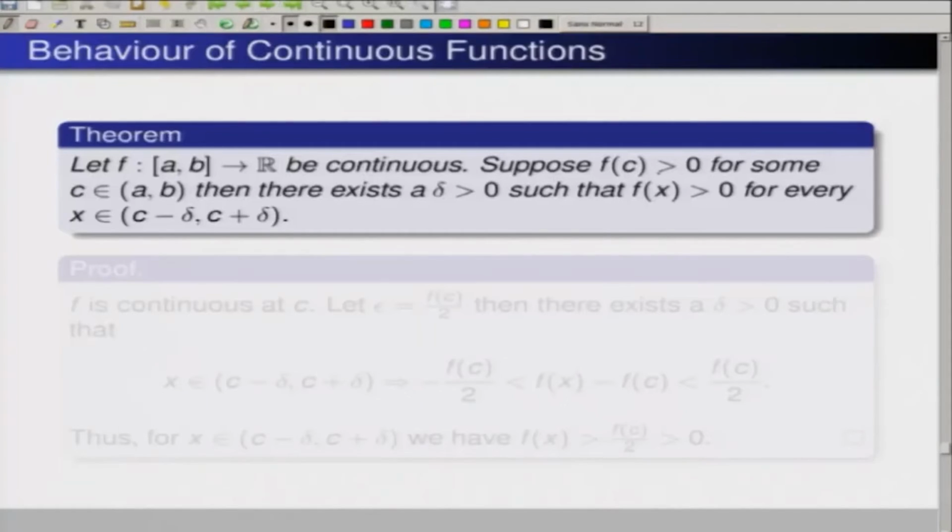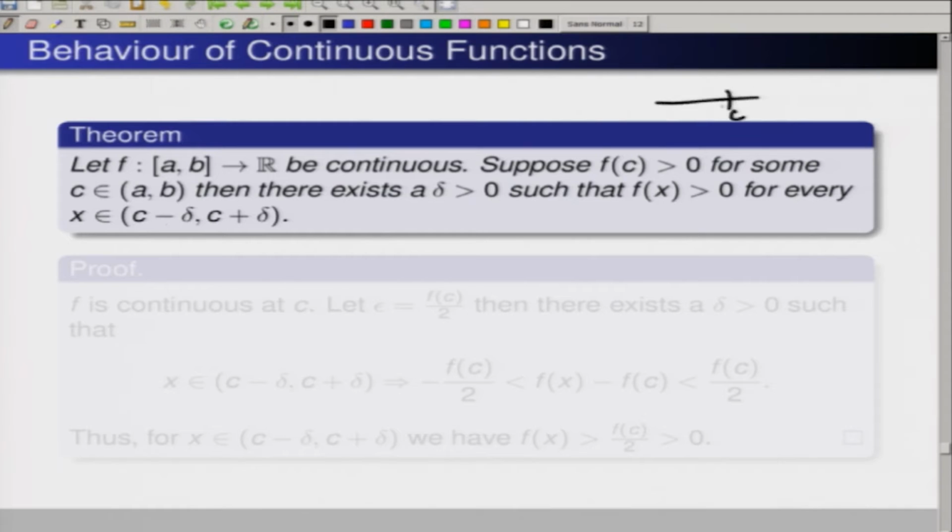Okay, so that is what it says. Suppose f of c is positive, f is a continuous function, and c lies in some open interval (a, b). Then there exists a delta greater than 0 such that f of x is positive for every x in the neighborhood (c minus delta, c plus delta).